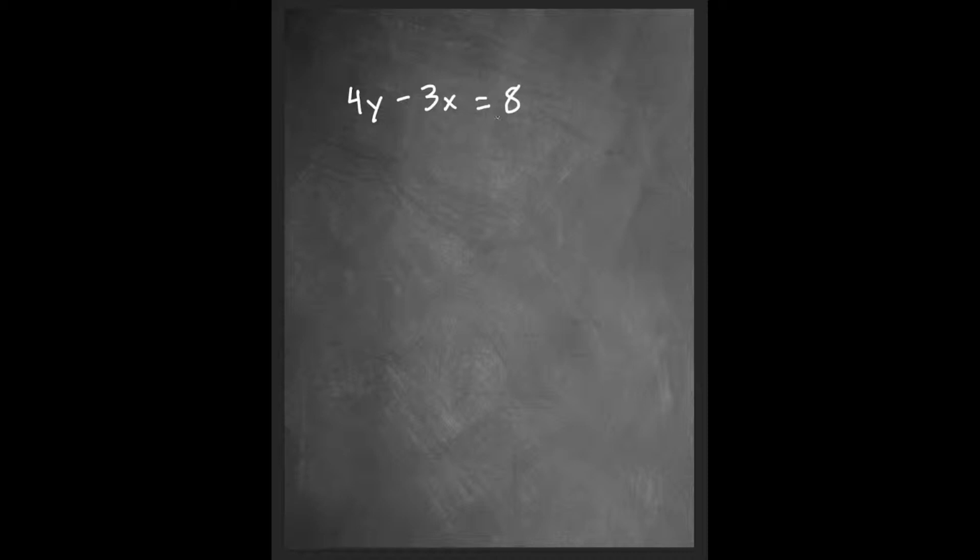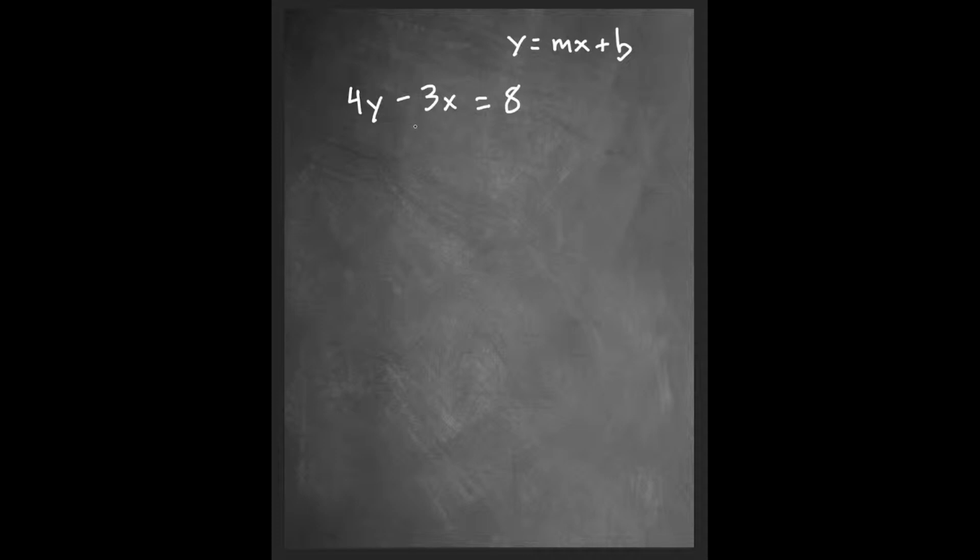We have a value on this side, but we need this to be in the form y equals mx plus b. Now this doesn't look like that yet. What we need to do is get our y all by itself, and we need everything else to be over here on this side of the equation. So how do we do that? Well, first of all, we have to move things over.